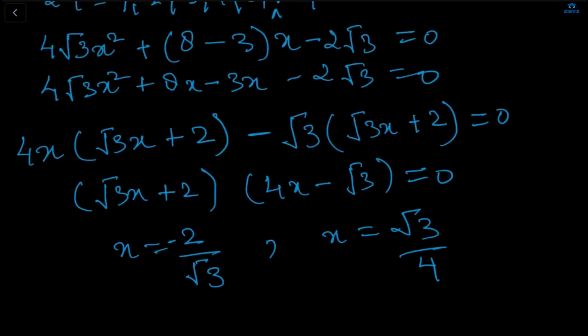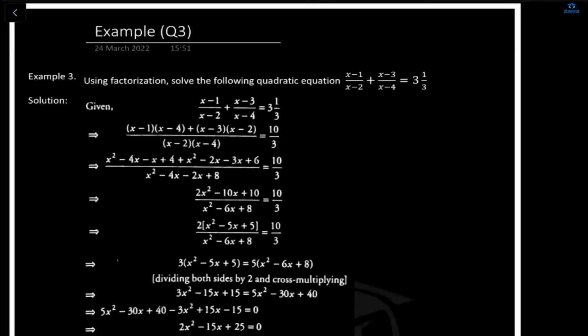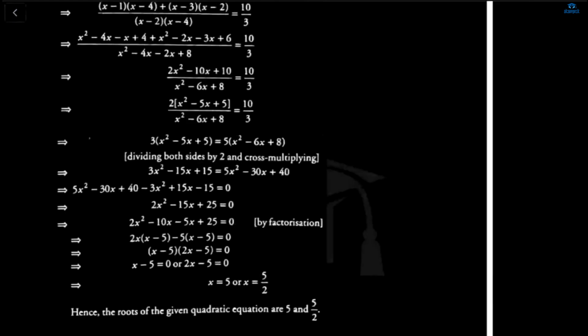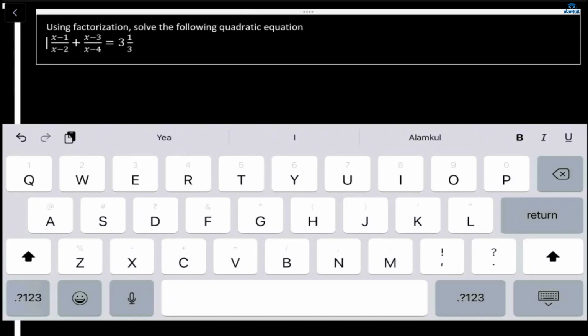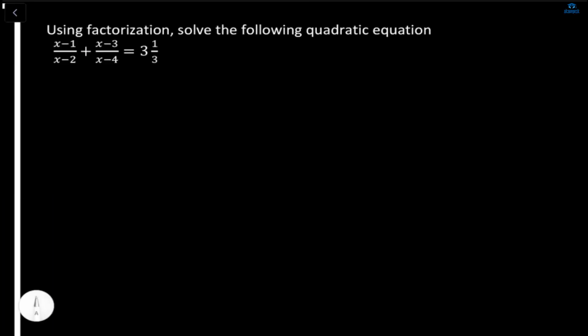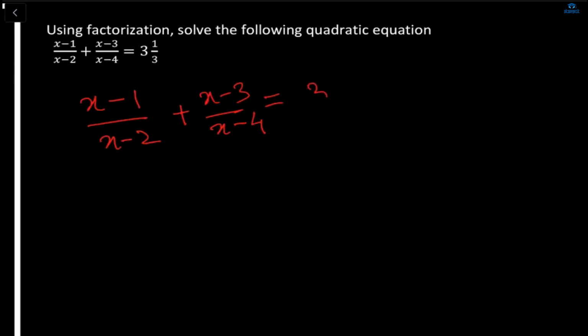Okay, fine. So it was just simple factorization with the middle term splitting. But till now we have just seen a simple question where we split the middle term and find the roots. Now if you get the question in this format, okay, this is the question. Let me copy. Now you see the question here: using factorization, solve the following quadratic equation. The quadratic equation here is not the simple one that you have seen till now. Plus x minus 3 upon x minus 4 is equal to 3 1 upon 3.